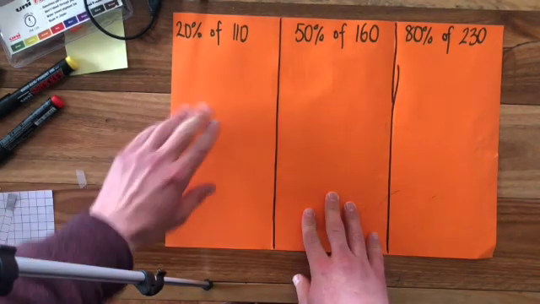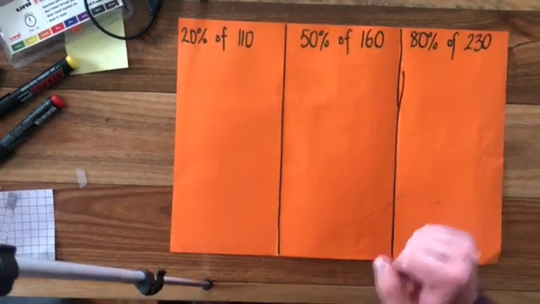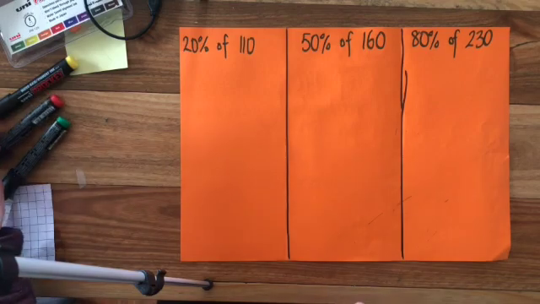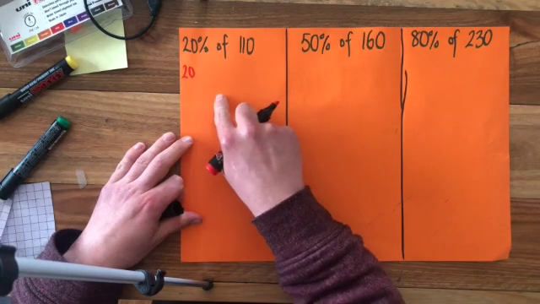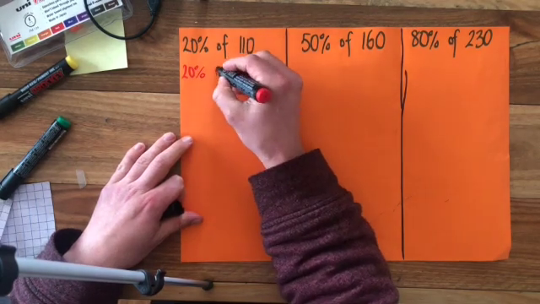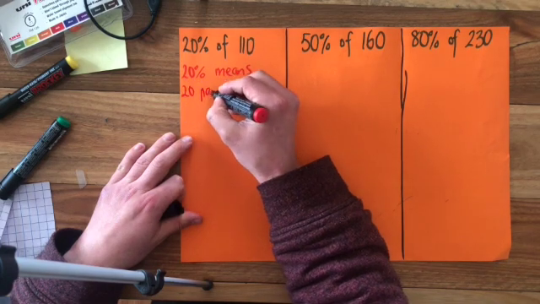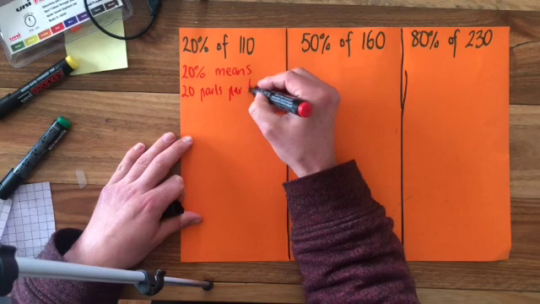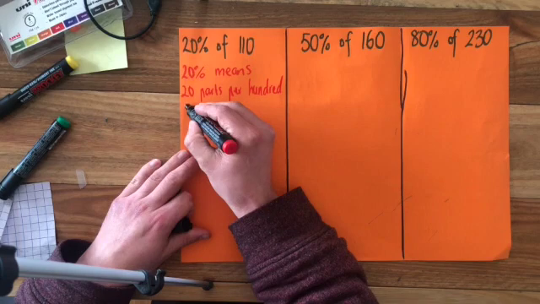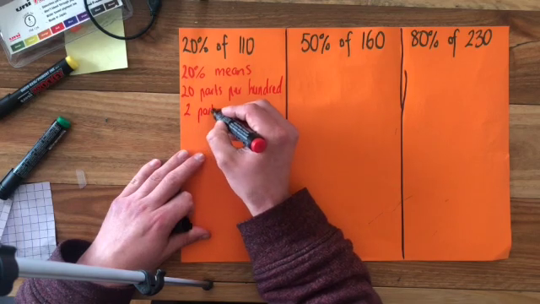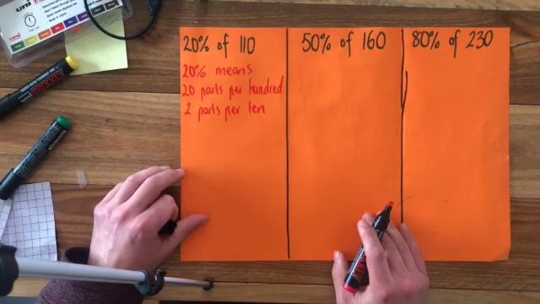So first things first, 20% of 110. So we need to write out what that means. So first step, we know that 20% means 20 parts per 100, or 20 for each 100. We know it also means 2 parts per 10, or 2 parts for each 10.